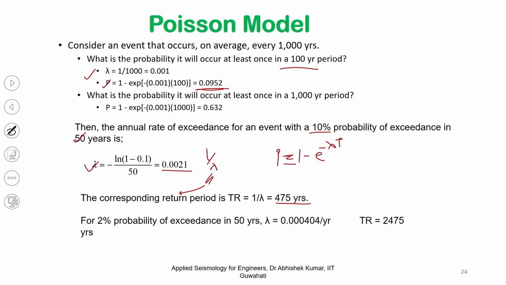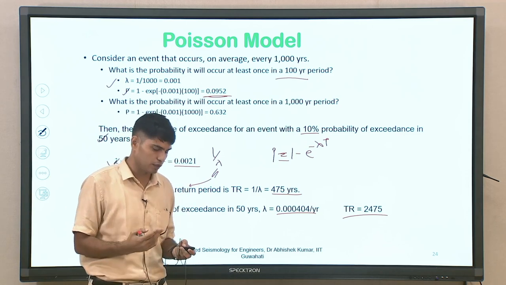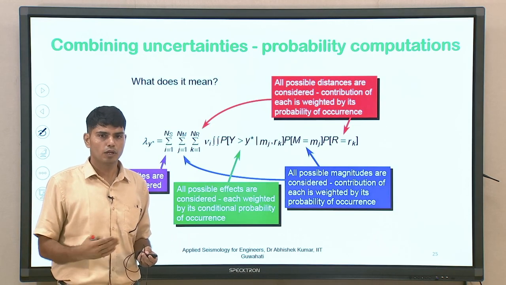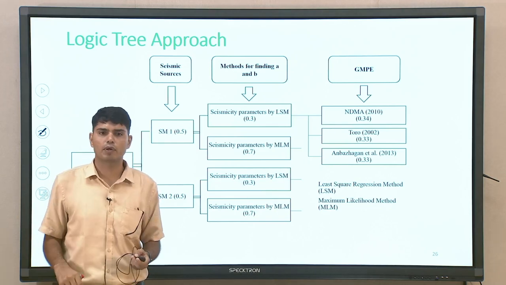Same if you go with 2% probability in 50 years, it is going to give you 0.00404 per year as the frequency, corresponding to a return period of 2475 years. At least once the seismic scenario which you are targeting will be experienced at your site of interest in the next 2475 years.